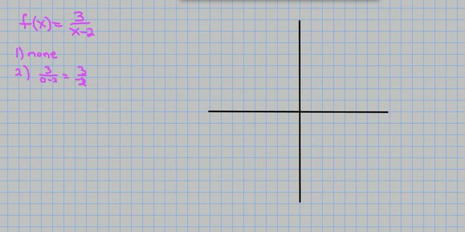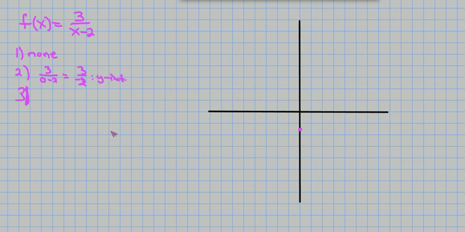So first things first, like I said, we got our y-intercept at negative 3/2. So we'd go down negative 1.5, and there's going to be my y-intercept. So that's the first one. Third step was our x-intercepts. So this was our y-intercept.